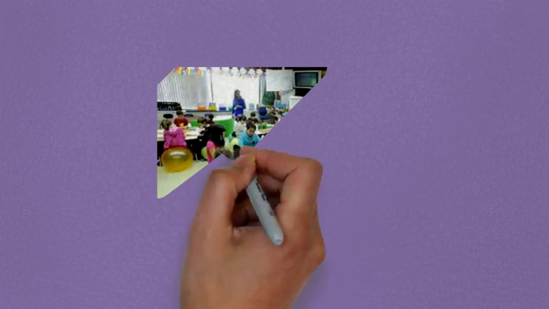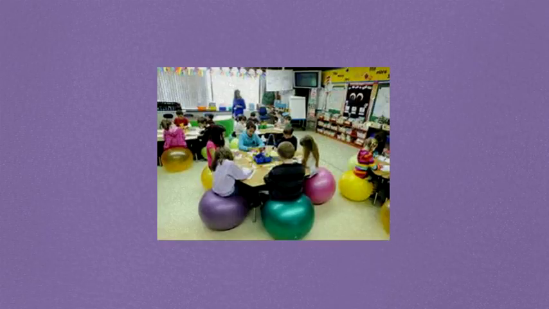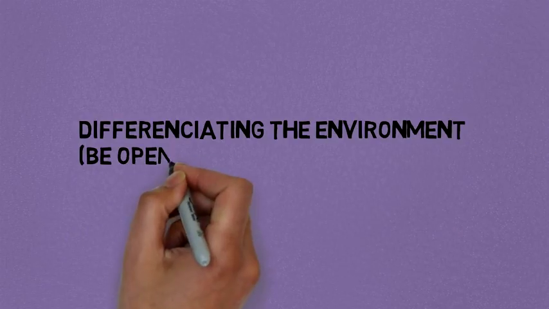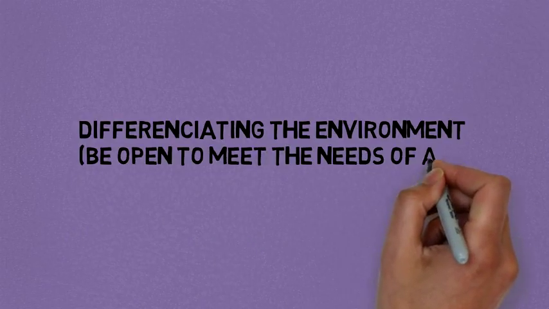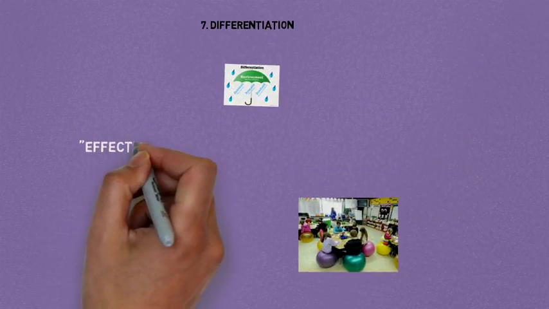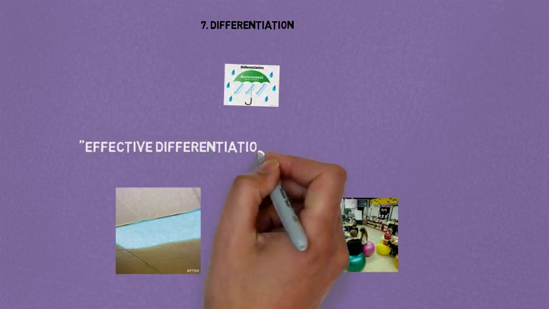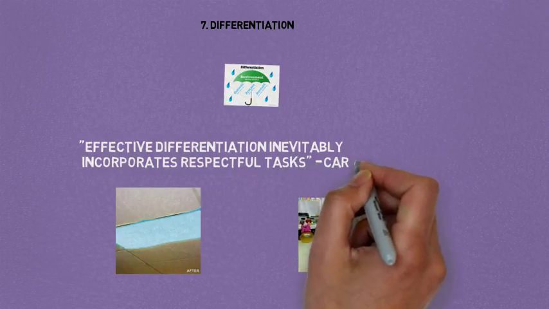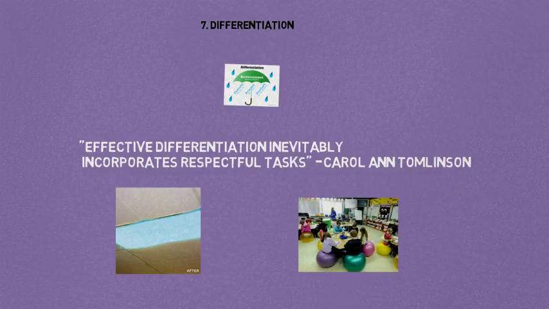Now, also, make sure that your environment is catering to the needs of your students. If you have students that are sensitive to fluorescent lights, putting up fabric can help make them more comfortable. And also providing yoga balls for the more restless students allows them to engage in activity as they're learning. Now, effective differentiation inevitably incorporates respectful tasks, by Carol Ann Tomlinson.